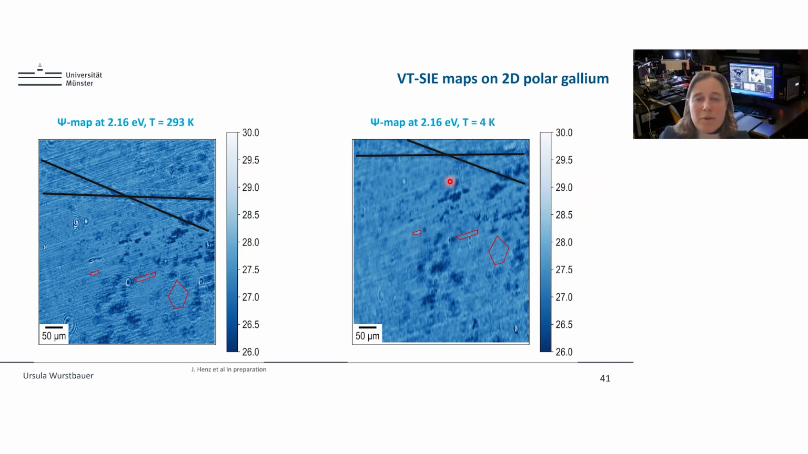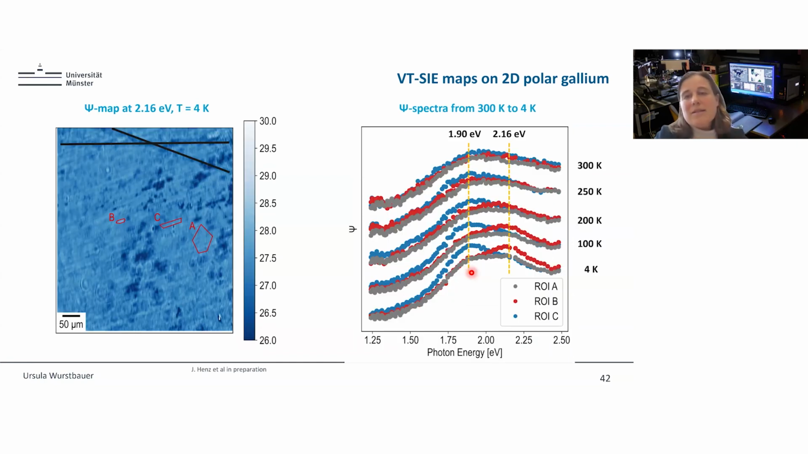It's a bit more blurry because we have some vibrations from the cryocooler, but still we have a nice imaging option. If you look very carefully, you see that at low temperatures we get some contrast on the terraces, so some regions look a little bit brighter than others. If you do the analysis for the ellipsometric angle psi as a function of photon energy, we see that indeed in those spectra we see different localized peaks, let's call them first peaks.